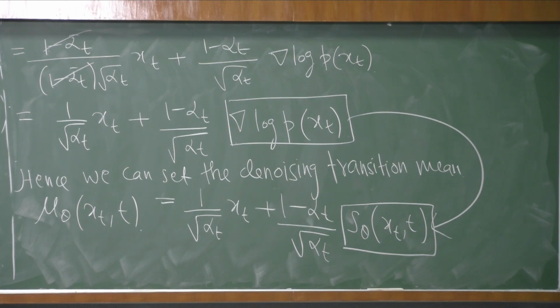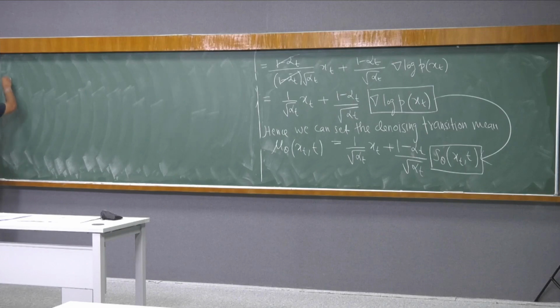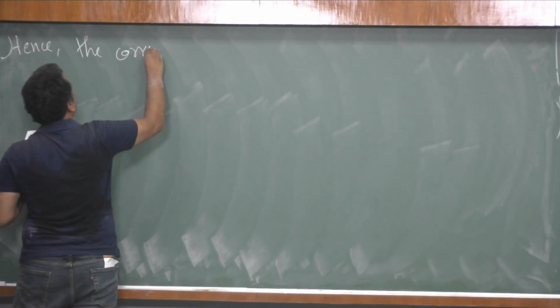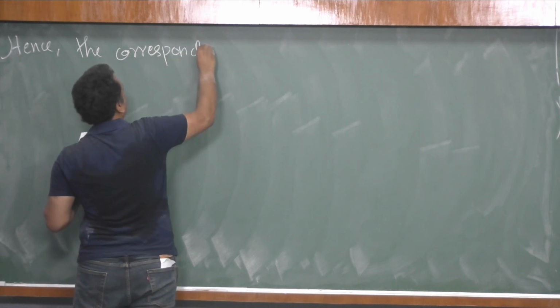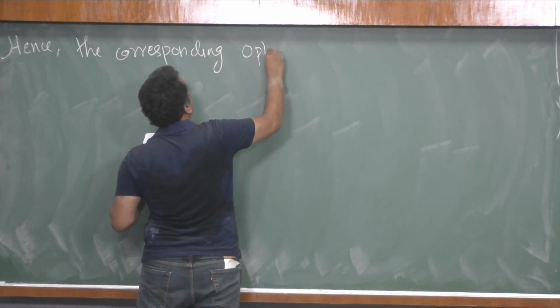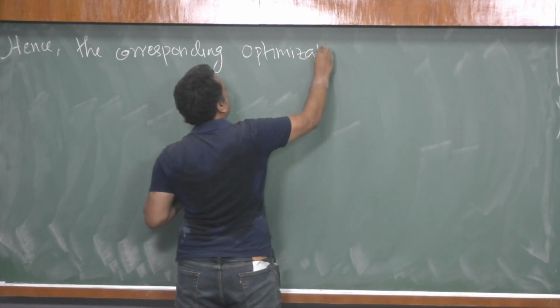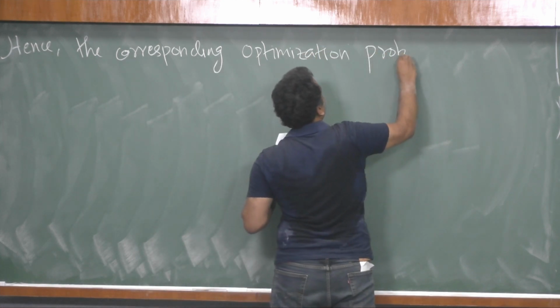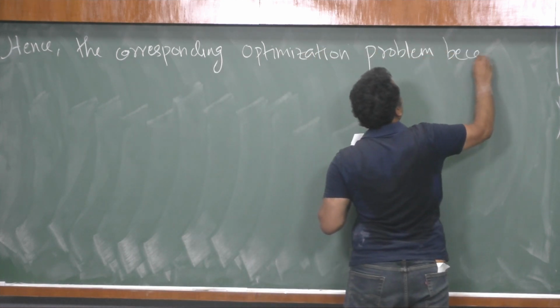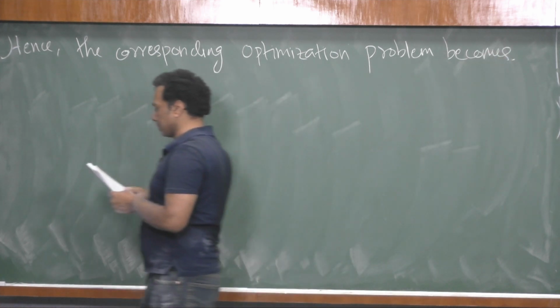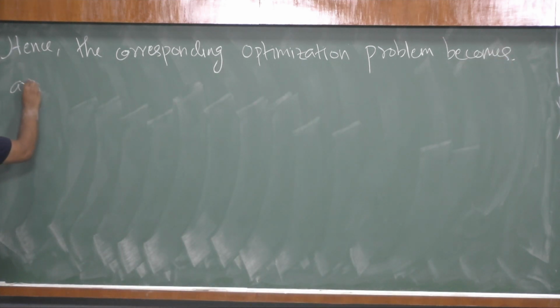So if we have this choice of mu theta, then we want to know how the KL divergence looks. But the equations for the KL divergence will be very similar, so we will do this very quickly. Hence the corresponding optimization problem becomes argmin. So we are now looking into the KL divergence.